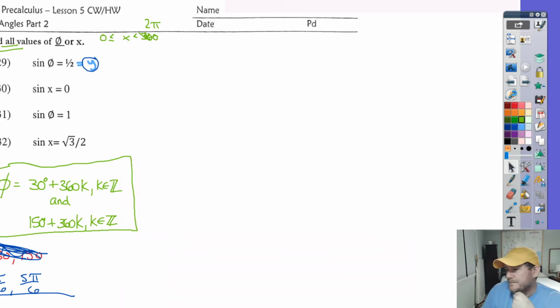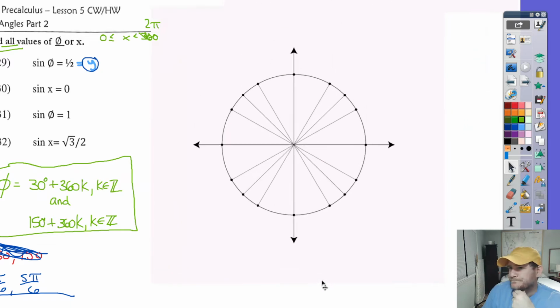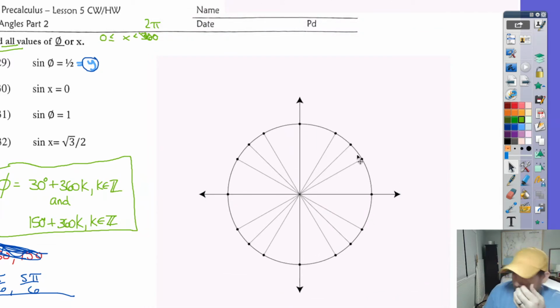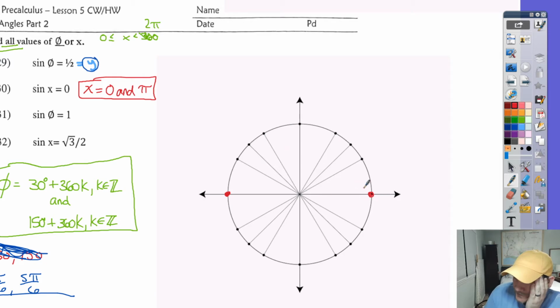So from there, we go to the next one. It's still about sine, but sine is 0. So where on the unit circle does y equal 0? That would be right here and right here. Those two angles are 0 and 180, which is pi. So let's keep it in terms of radians. The two answers are 0 and pi. Of course, remember there's more. 3 pi would work, 4 pi would work, 5 pi would work. But you only have to give me those first two.